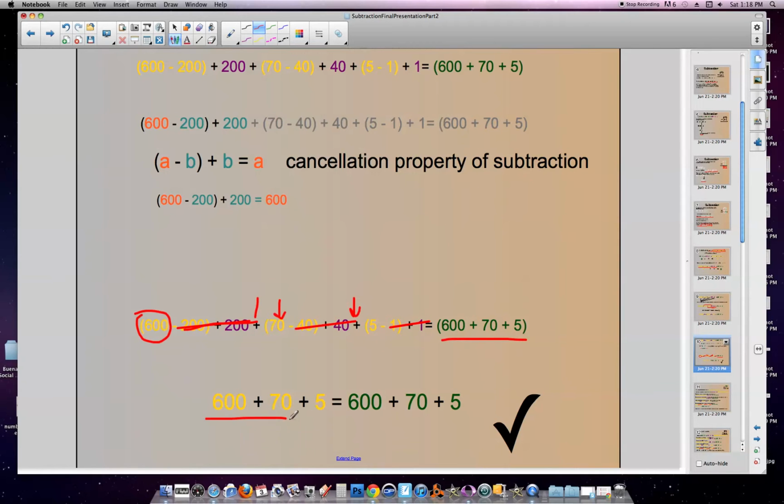Yeah, absolutely. That's what we just said. We can clearly see those two things are equal. They're the same thing. And so that proves that that subtraction algorithm, our hypothesis, is true. This came out to be a true statement.